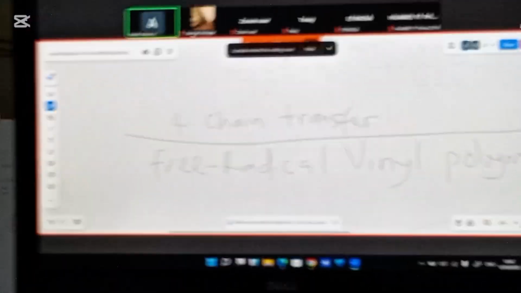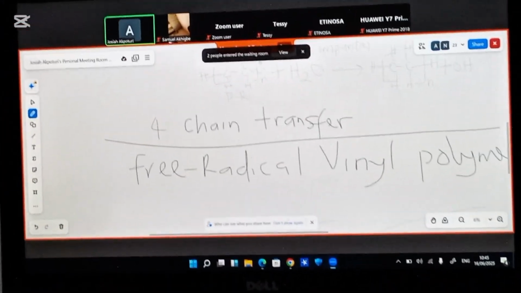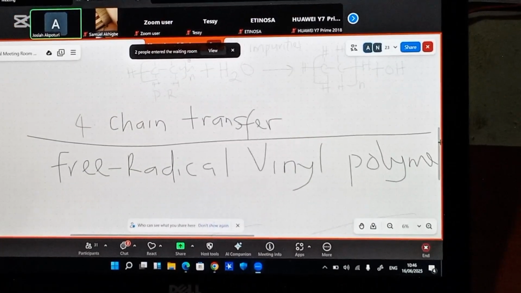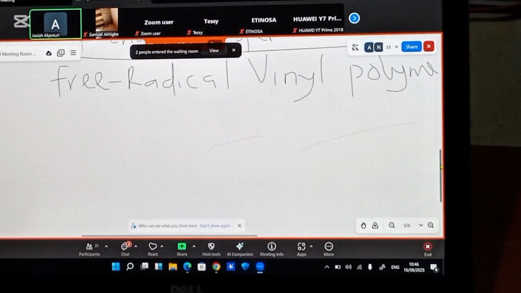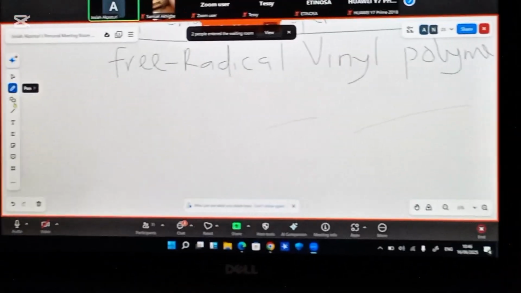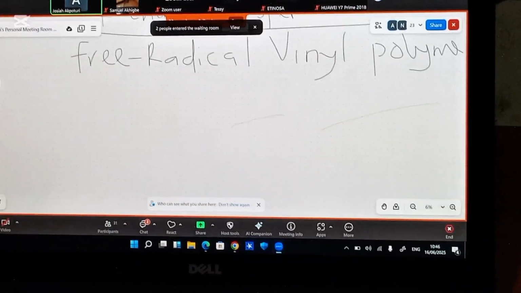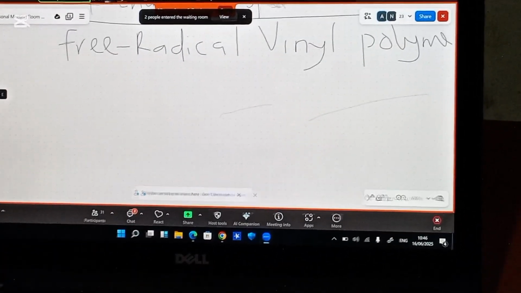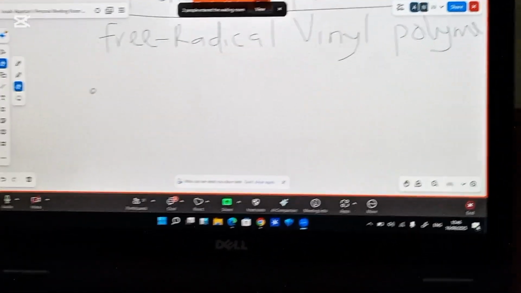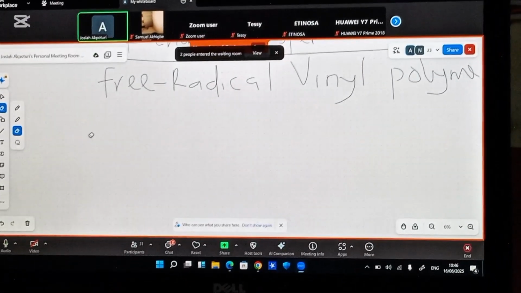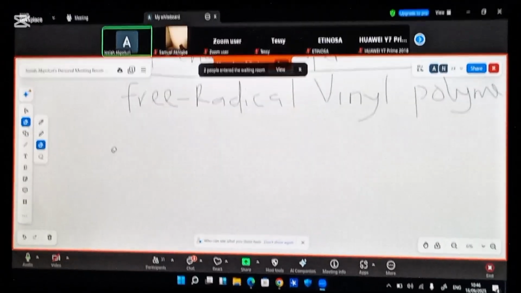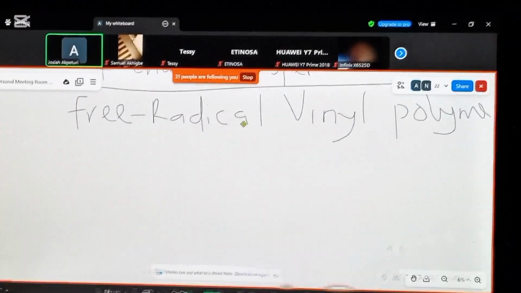Now to the next topic, free radical vinyl polymerization. They can ask you, what is free radical vinyl polymerization? Because we already know that free radical polymerization occurs in steps, it means the vinyl polymerization will occur in steps, and the steps include initiation, propagation and termination.